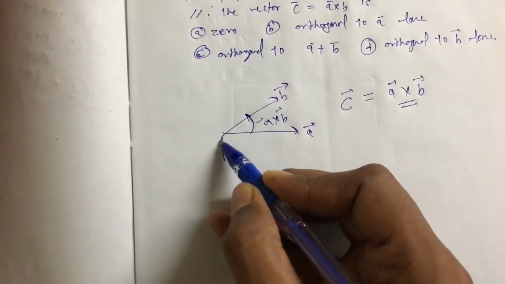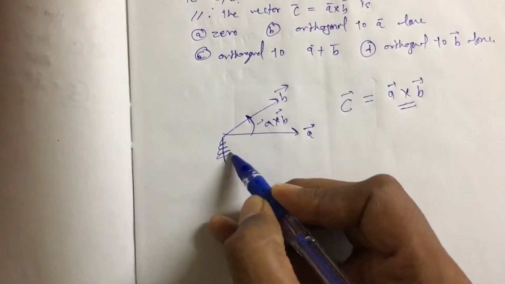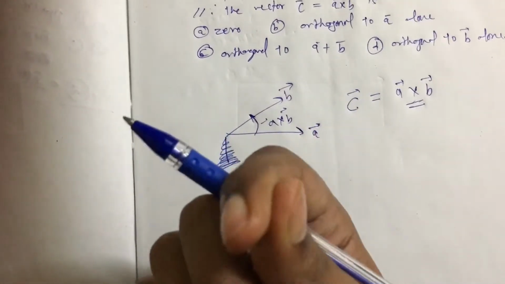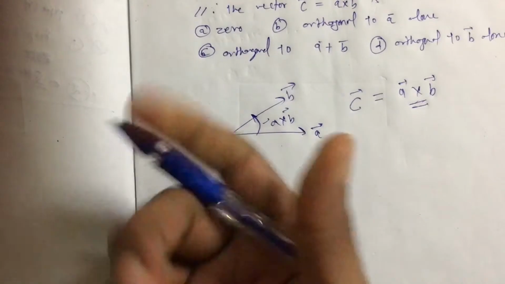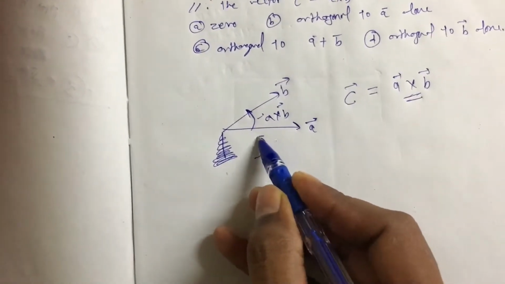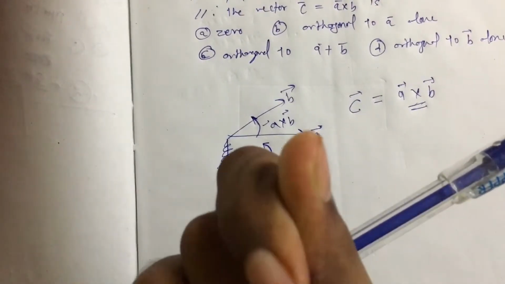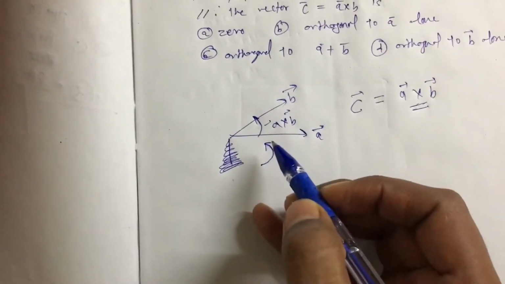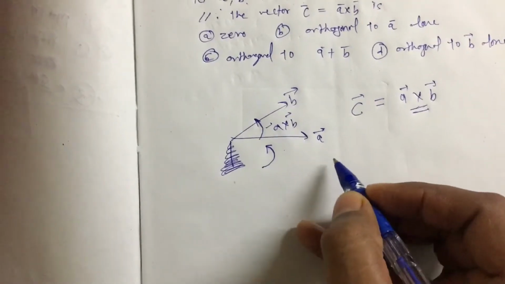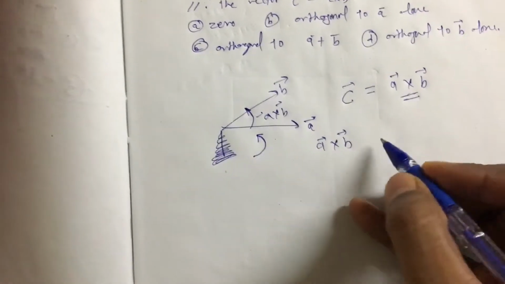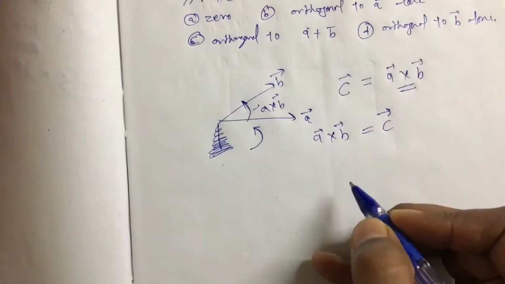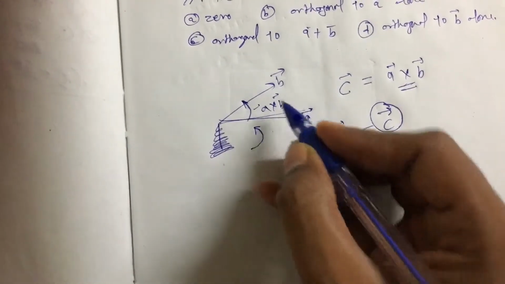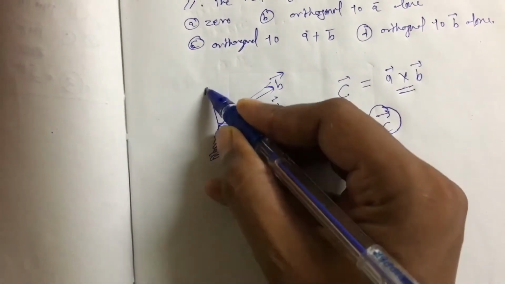like a screw is like this. Suppose this is your screw. So turn the screw from A to B. A to B means like this. Okay, so this screw will go up. So if you apply the screw rule, then you will have a new vector. Means A cross B will give you a new vector C. That new vector C will be perpendicular to both A and B, means in this direction.